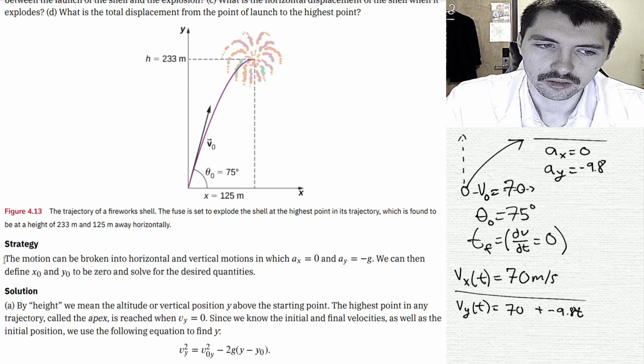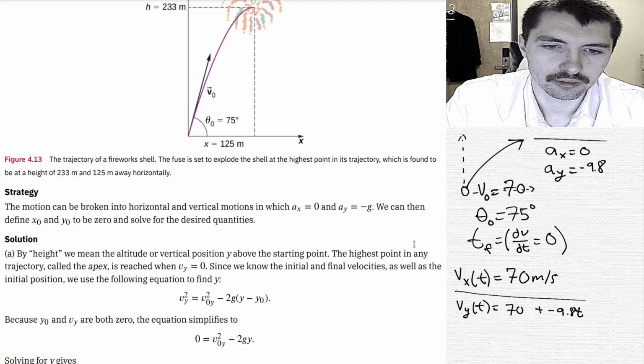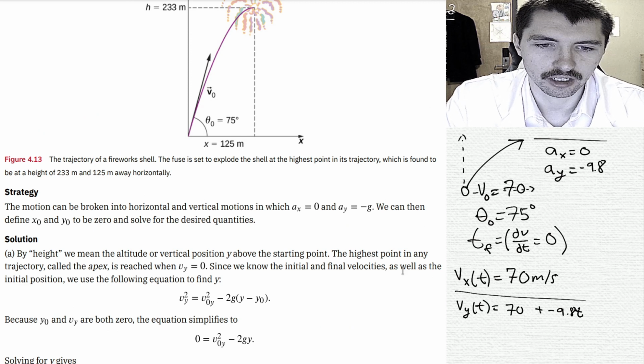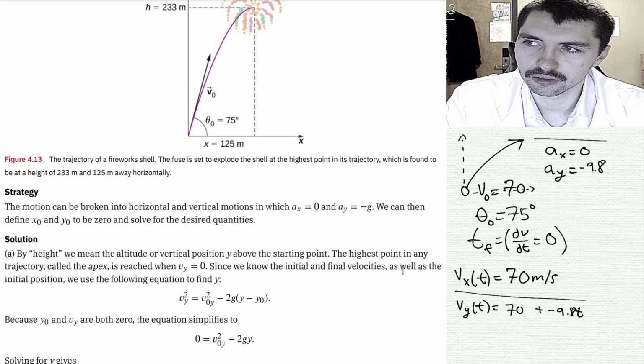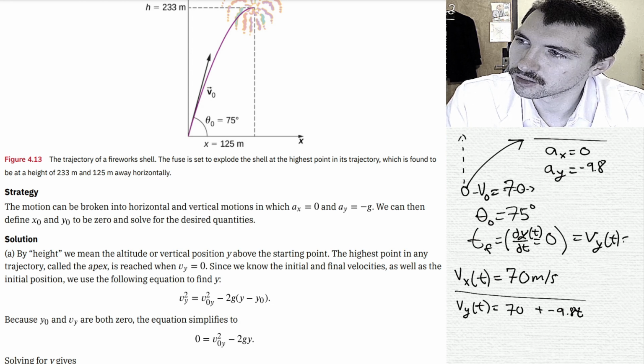Okay, so we got, if anything, the first part, right? X naught and Y naught. That kind of goes without saying. They start at 0. The highest point is called the apex. It's when the velocity is 0. So this is not exactly correct. This really should be y of t, which is vy 0.